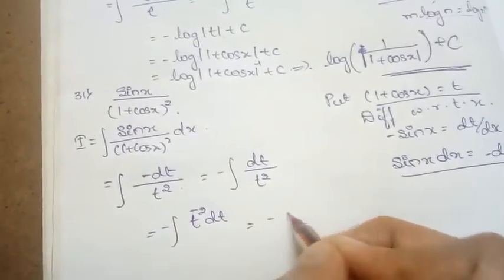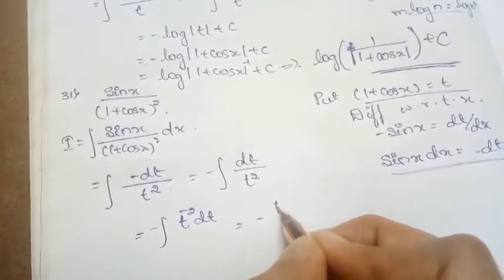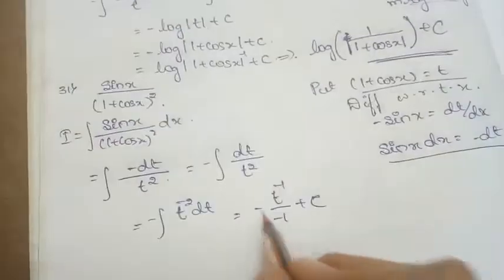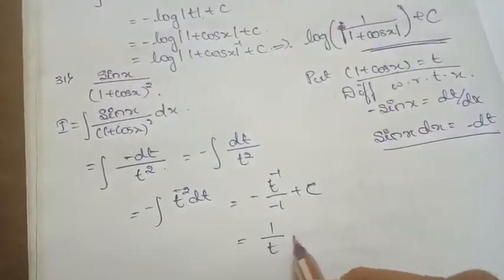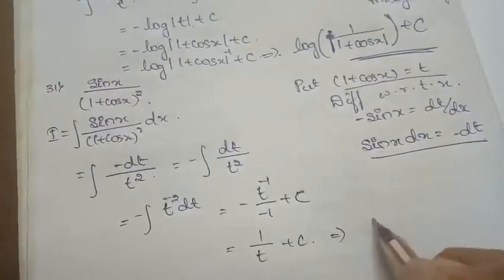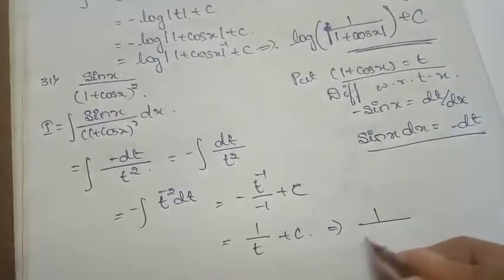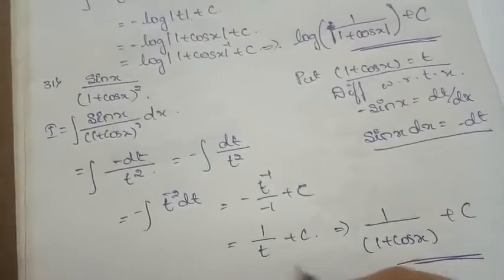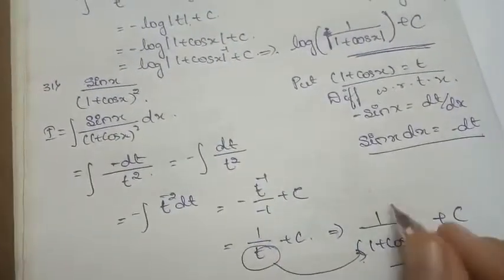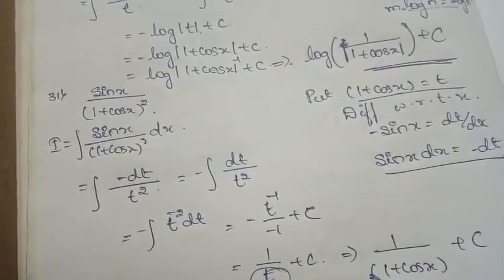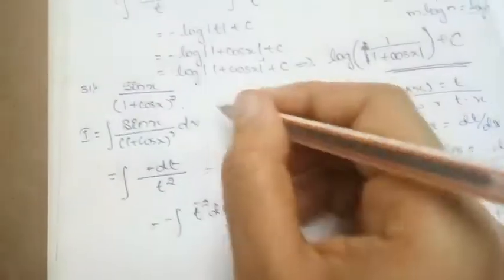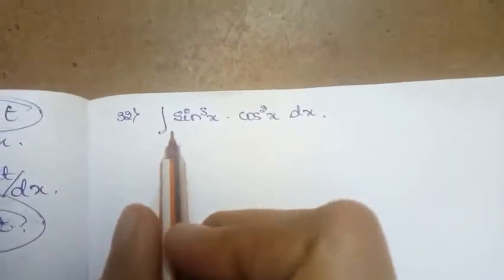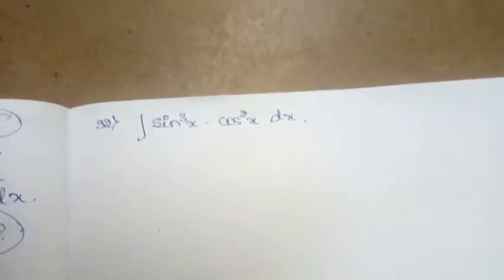By using the formula, it becomes what? T to the power minus 1 divided by minus 1 plus c. So this minus into minus becomes plus 1 by t plus c. What is the value of t? The value of t was 1 plus cos x. So by resubstituting back the value of t, we get 1 divided by 1 plus cos x plus c. This is the integral of the given question. The next question is the integration of sin cube x into cos square x dx.